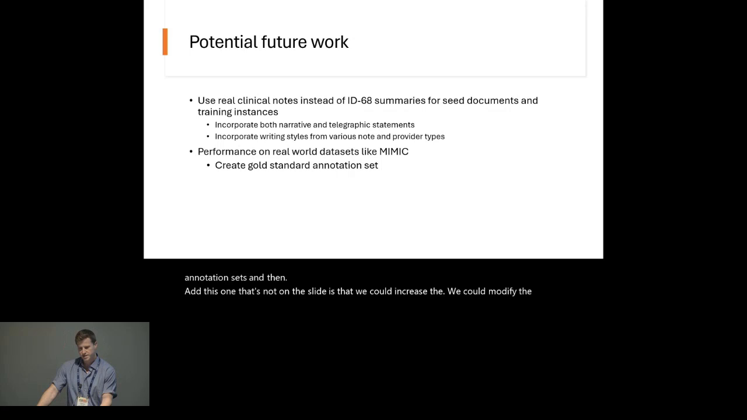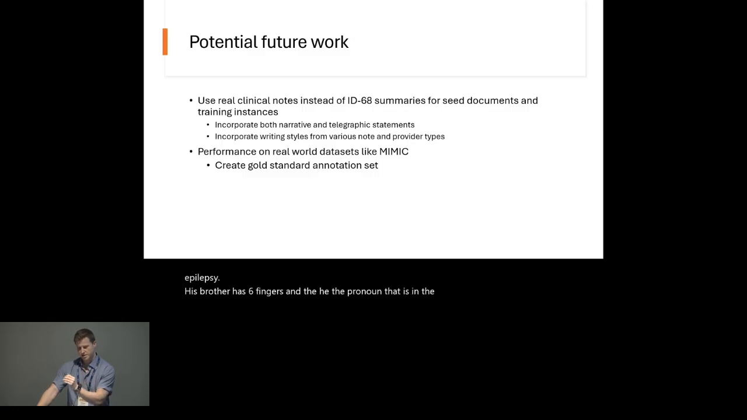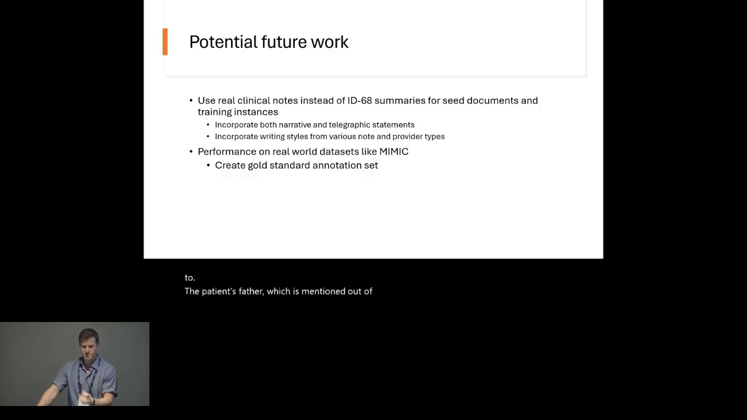And then I'll add this one that's not on the slide, is that we could modify the training instances. Instead of restricting them to one sentence, we could chunk the documents and give the model more context within the text. An example would be, in a real clinical note, you might have a family history section where the patient's dad has a big head. He also has epilepsy. His brother has 6 fingers. And the pronoun in the different sentences refers back to the patient's father, which is mentioned out of context for a single sentence. So if we extend that in the training instance, then we can better generalize to real clinical notes.